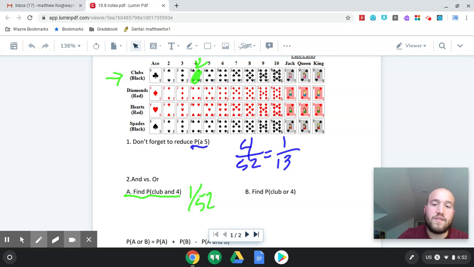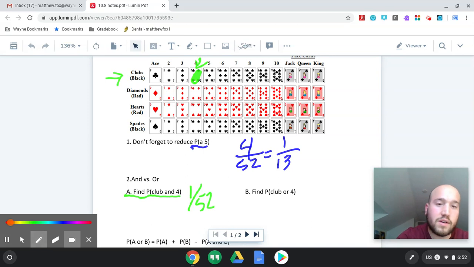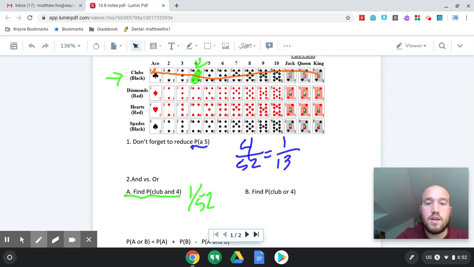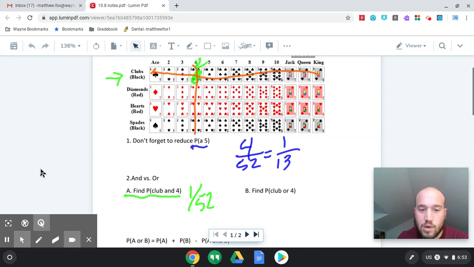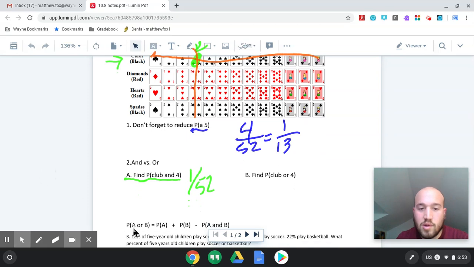Now if it says find the probability that it's a club or a 4, I'll do this in a different color. It could be any of these cards, because those would be clubs. It could be any of these cards, because those are 4s. Keep in mind, you can see it at the very bottom, it says the probability of A or B. So if there's the "or" in there, it's the probability of A, the first scenario, which in our case was a club. So that'd be 13 total cards.